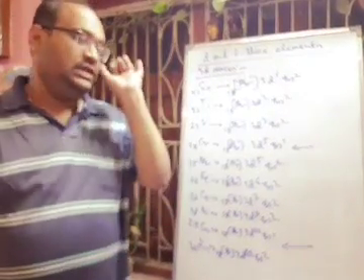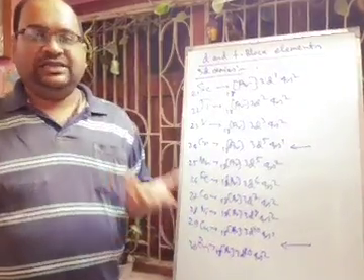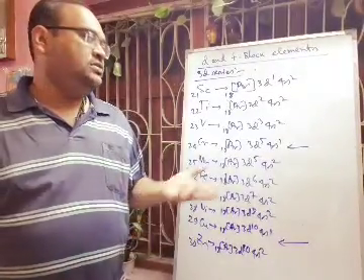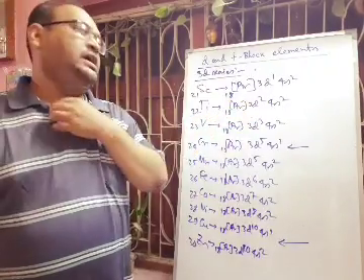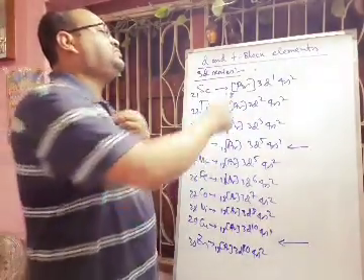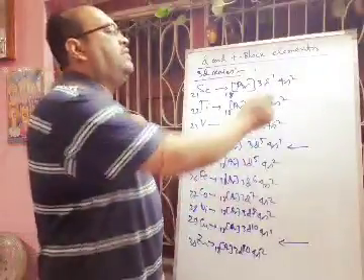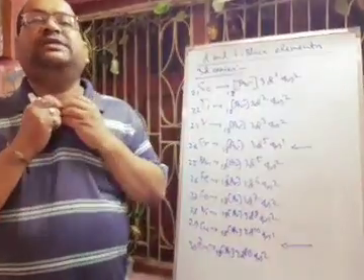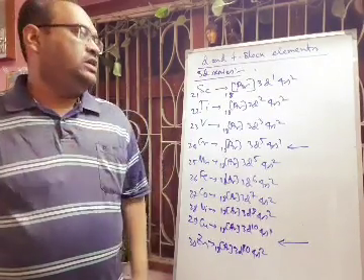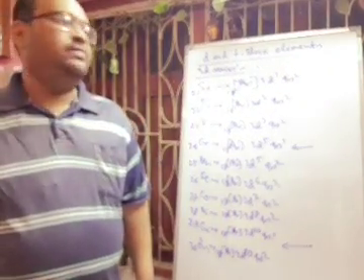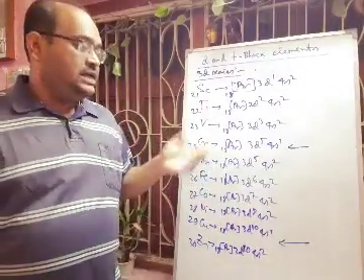Next we will go to the second transition series. In the second transition series, or 4d series, there is yttrium. Yttrium's electronic configuration will be krypton, then 4d1, and then you have to write 5s2. Next there will be zirconium, niobium, molybdenum. In the same way we have to write the electronic configuration. But there are some anomalous ones.